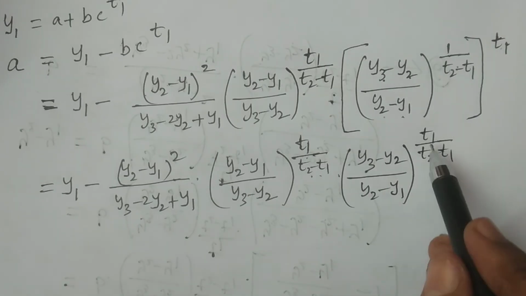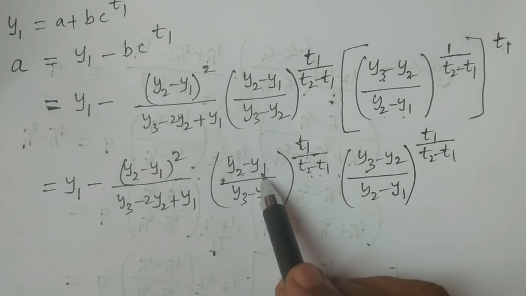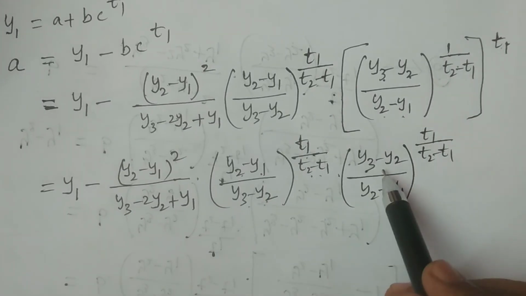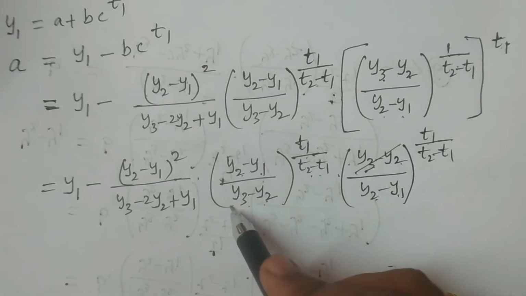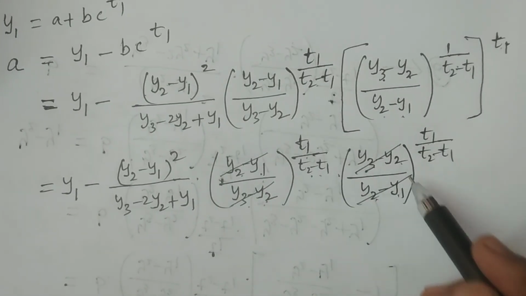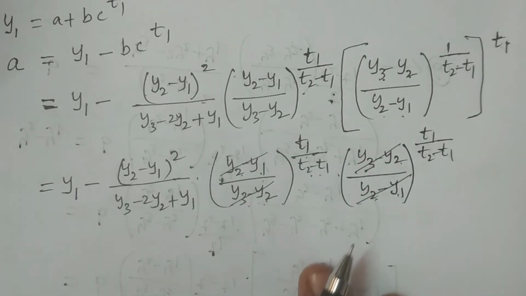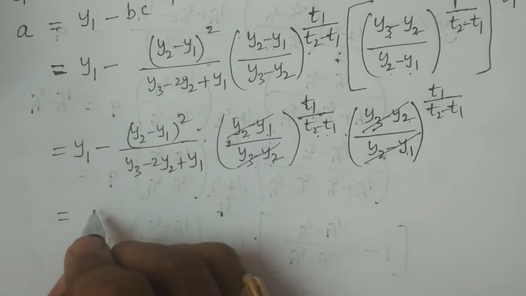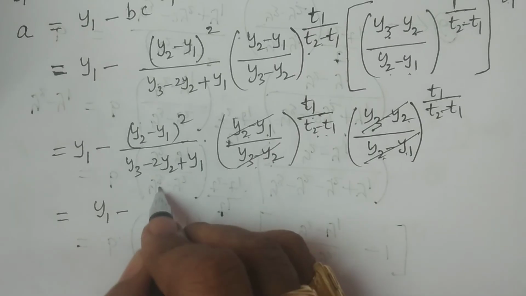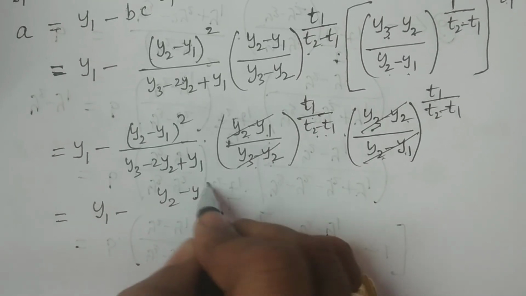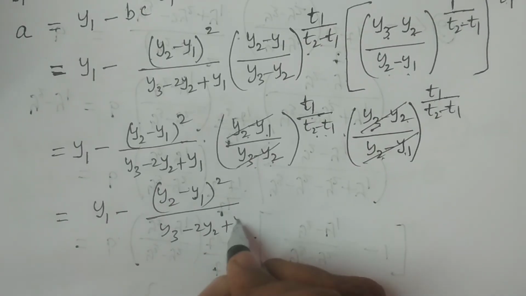So both the terms, but you see inside the terms, y2 minus y1 divided by y3 minus y2 and y3 minus y2 by y2 minus y1, the powers are the same. Therefore y3 minus y2, y3 minus y2, y2 minus y1, y2 minus y1, all that, so this entire term will get cancelled. So what term remains? y1 minus y2 minus y1 whole square divided by y3 minus 2y2 plus y1.